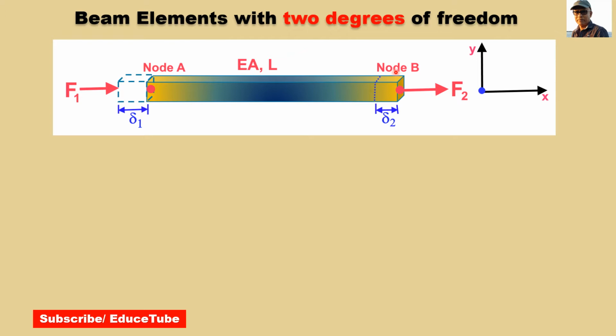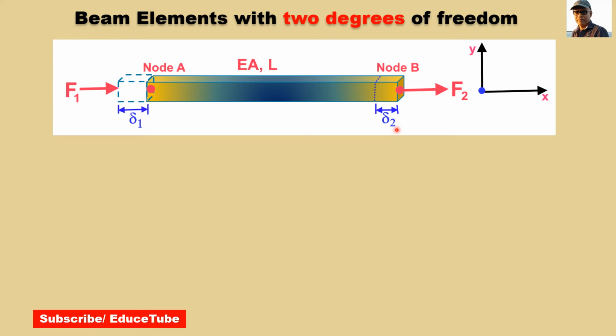Now if we assume that node A is displaced by a distance delta 1 in the direction of the longitudinal axis, which means in the direction of X, and similarly, node B is displaced by a distance of delta 2.